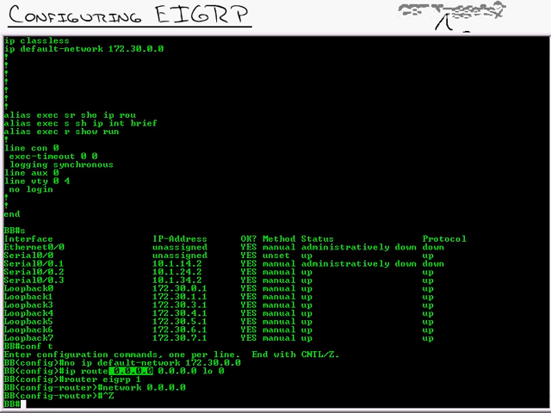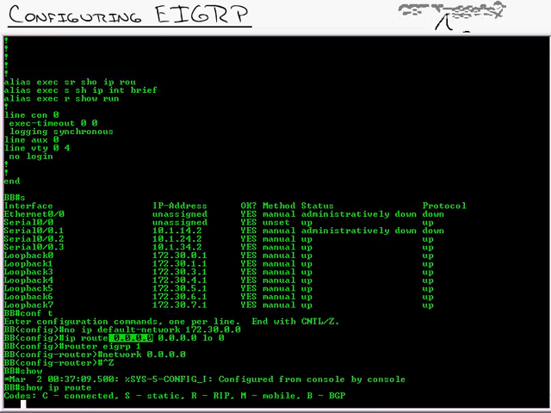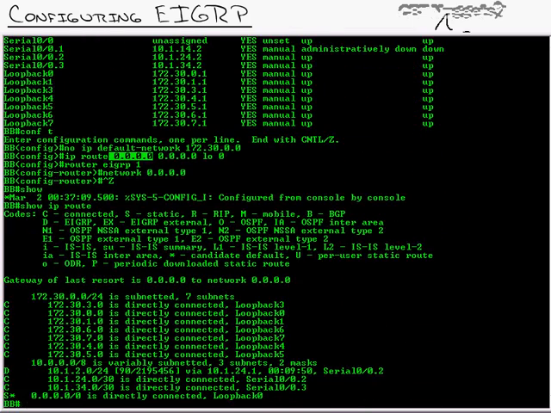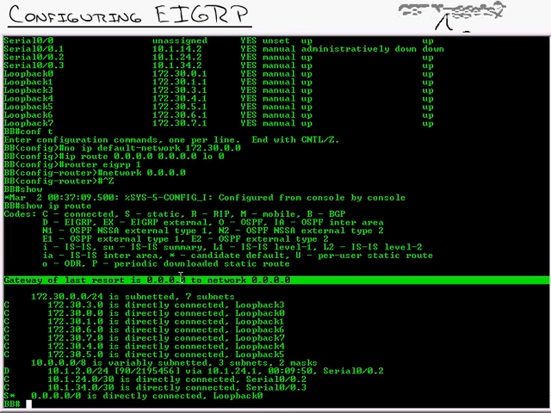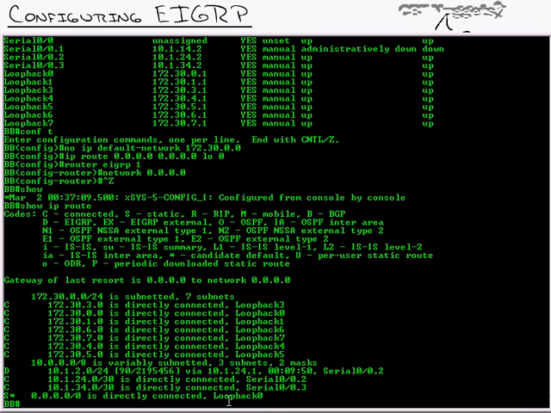And now, when I do a show IP route on the backbone router, I can see that, aha, I've got a default route now. You can see gateway of last resort is set. And if I actually had an internet connection tied into this router, it would be able to reach out to the internet. That's a standard default route.